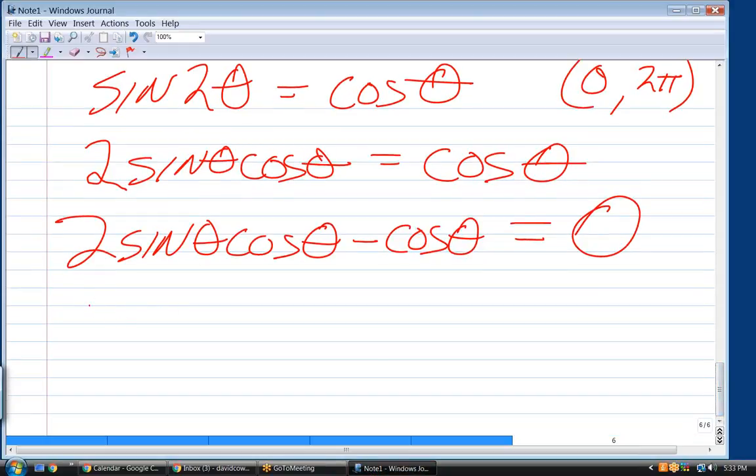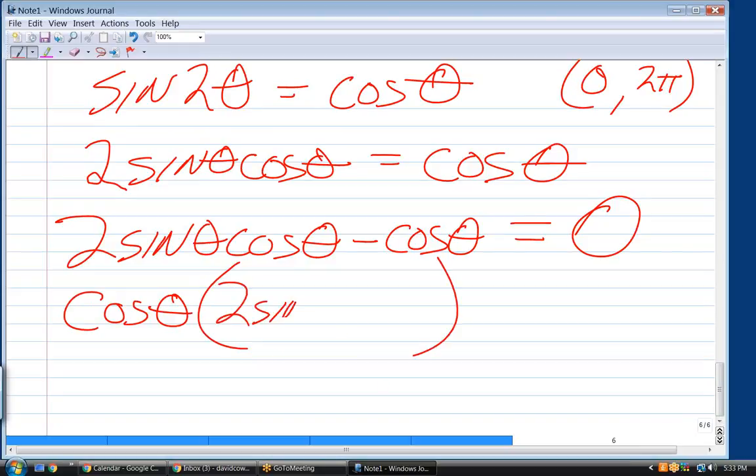What do you get? I can factor out the cosines. What's left? 2 sine theta minus 1, since both the cosines got taken out.